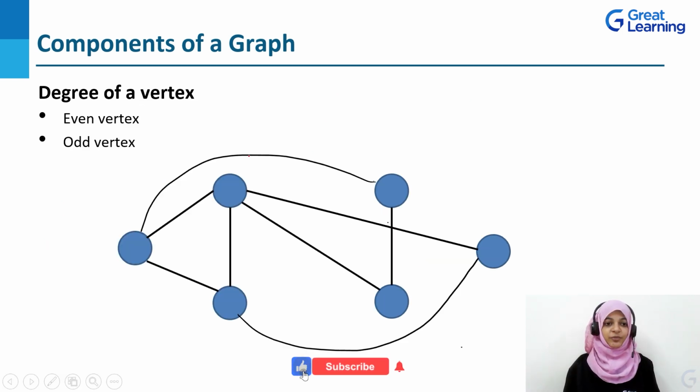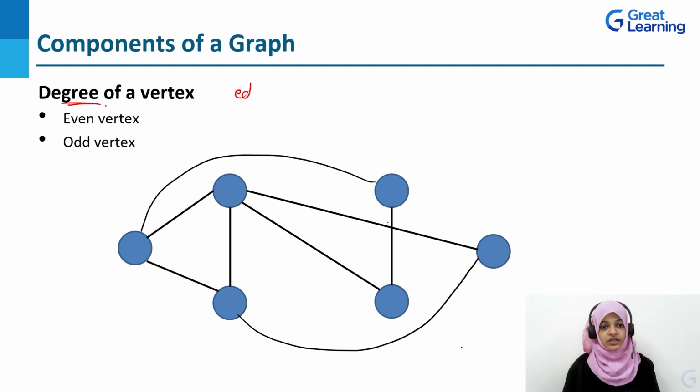Next, let's look at the concept of degree of a vertex. Now, what is the degree of a vertex? It is actually the number of edges which are incident on a particular vertex.